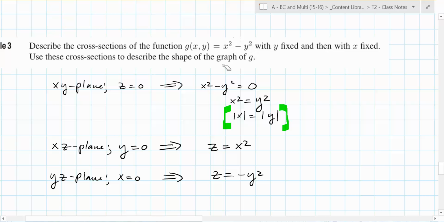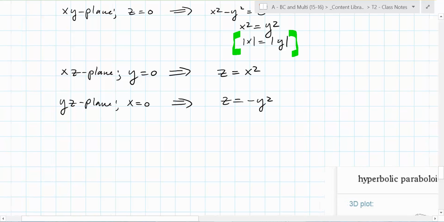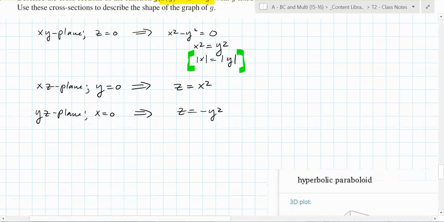Look at the original function. This is the function we're plugging into. Yes, g is z, the output. The output is z. Are you with me for these three things so far? Is everybody with me so far? Okay, so let's put these three things together and see what happens.